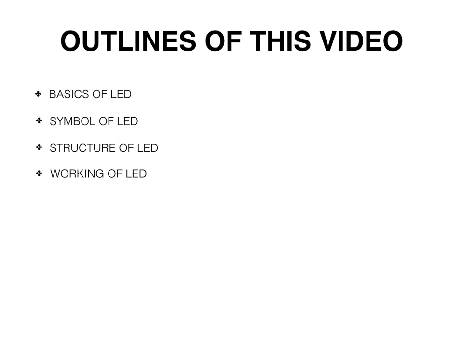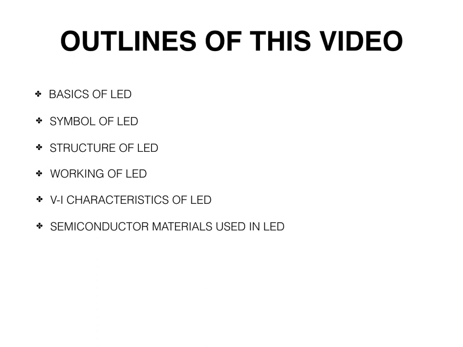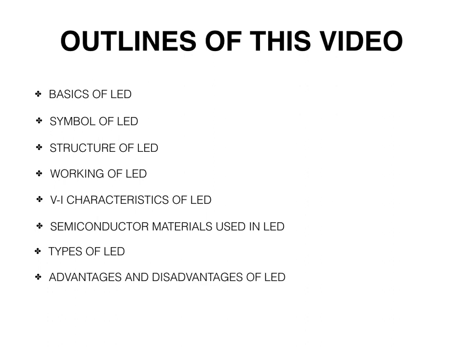Then, its VI characteristics. Then after, I will show you some semiconductor materials which are used to make different colors of LED. Next, the types of LED. After that, advantages and disadvantages of LED. And at the end, we will see the applications of light emitting diode.